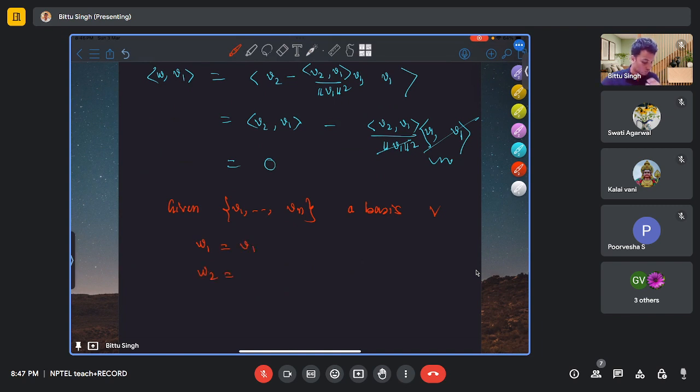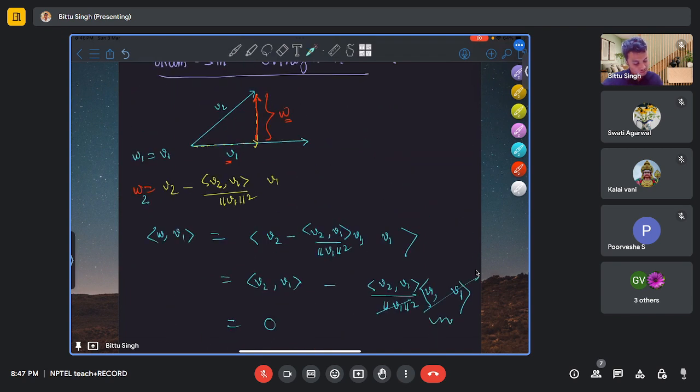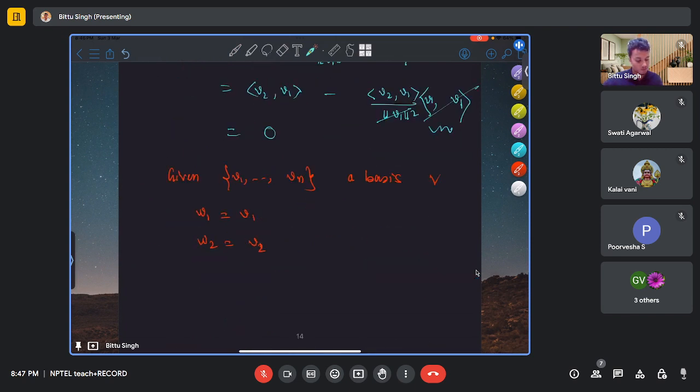Now W2 is given by V2 minus the projection onto V1. That is, this extra projection was creating the problem. If you delete this, then you can see the new vector is orthogonal. So we are deleting the projection. So define W2 as V2 minus the projection of V2 on V1. This is actually over norm of V1 squared.